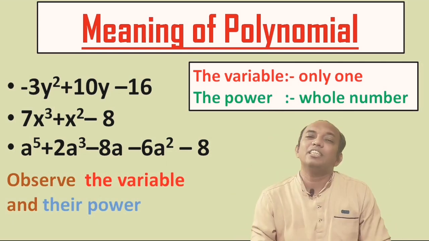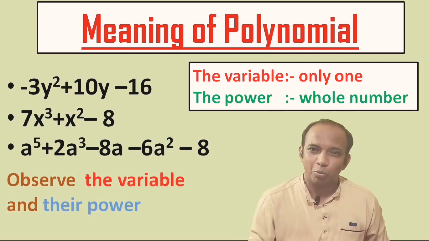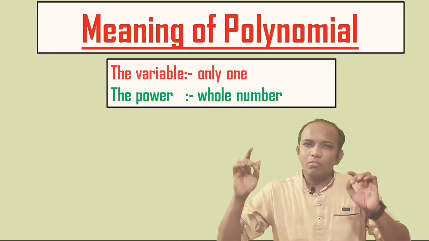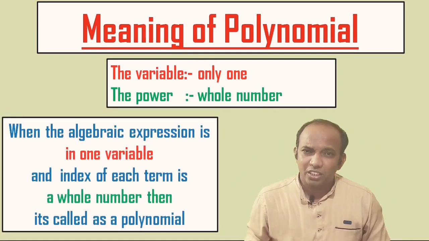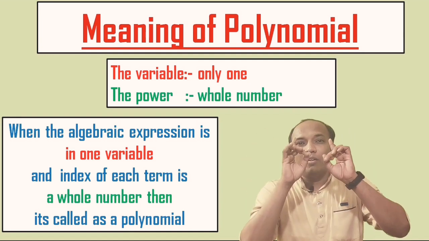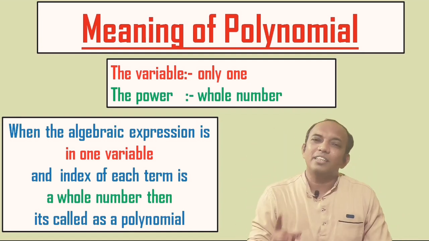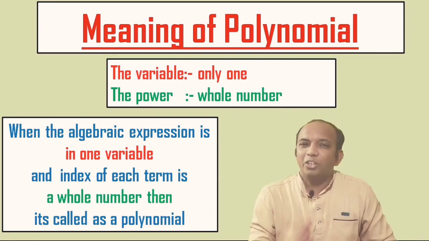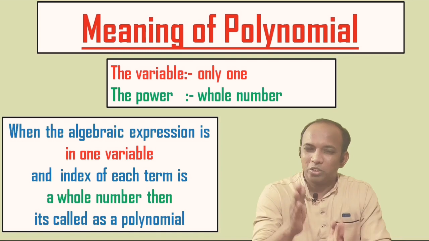So these algebraic expressions are nothing but polynomials. So how will you define them based on our observation? The algebraic expression in which there is only one variable and the index of this variable is nothing but a whole number, then that algebraic expression is called a polynomial. Isn't it right? Of course, keep it in mind.